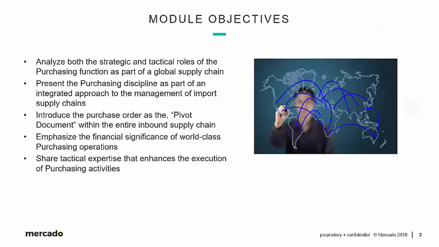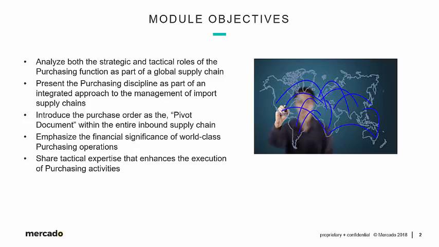Let's jump right in. We have several objectives for this module. First, we're going to analyze both the strategic and tactical roles of the purchasing function as part of a global supply chain. Second, one of our key themes, present the purchasing discipline as part of an integrated approach to the management of import supply chains, integrating functional areas within an organization and integrating with third-party supply chain partners. We'll bring a new concept to the table. As noted in Bullet 3, introduce the purchase order as the pivot document within the entire inbound supply chain. That's a really good section there.